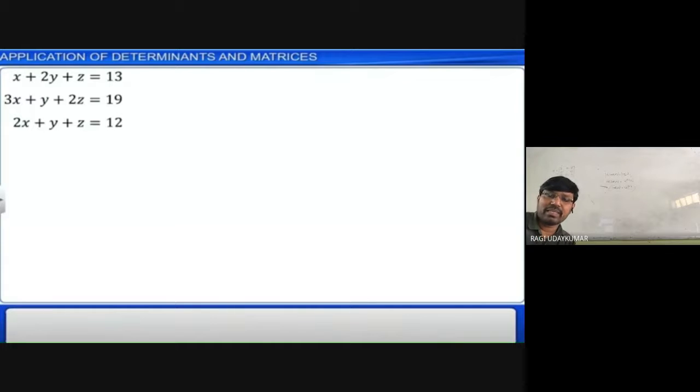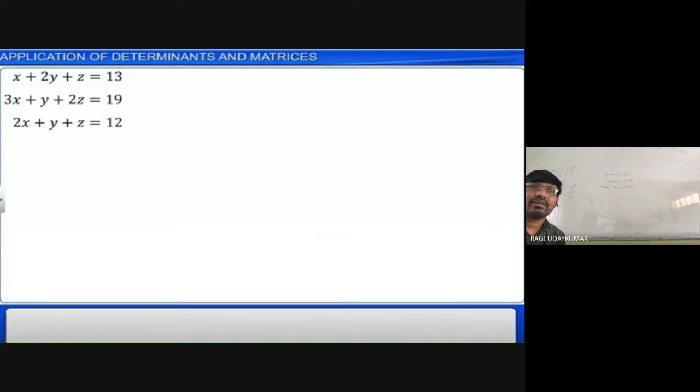For the pair of linear equations A1x plus B1y plus C1 equals 0, normally if A1 by A2 is not equal to B1 by B2, there is a unique solution. If A1 by A2 equals B1 by B2 equals C1 by C2, it means infinitely many solutions. If A1 by A2 equals B1 by B2 but not equal to C1 by C2, it means no solution. This you have learned in 10th class.